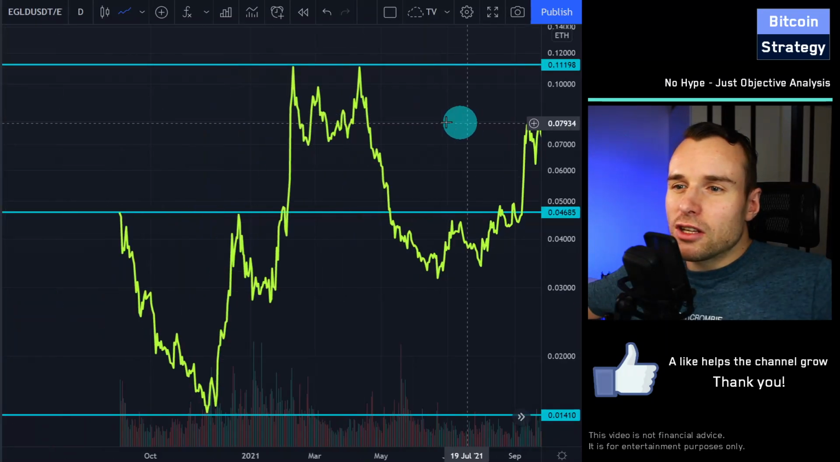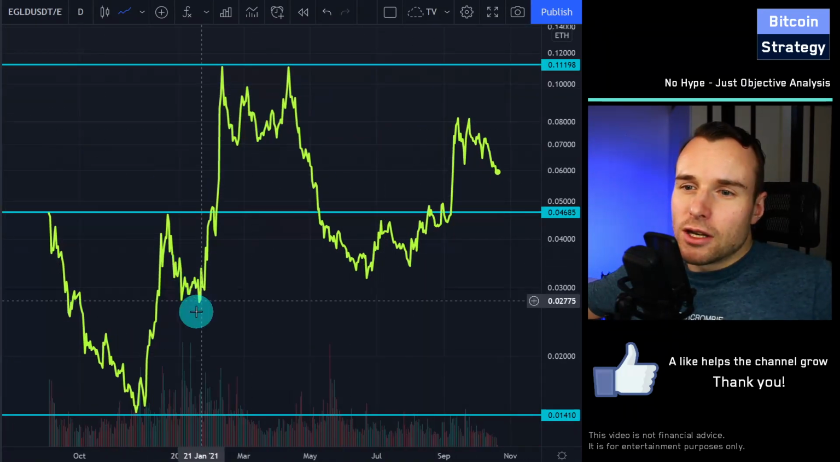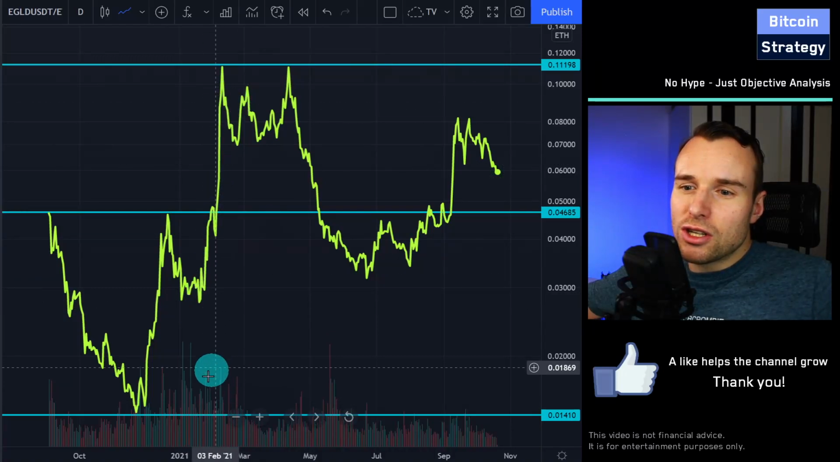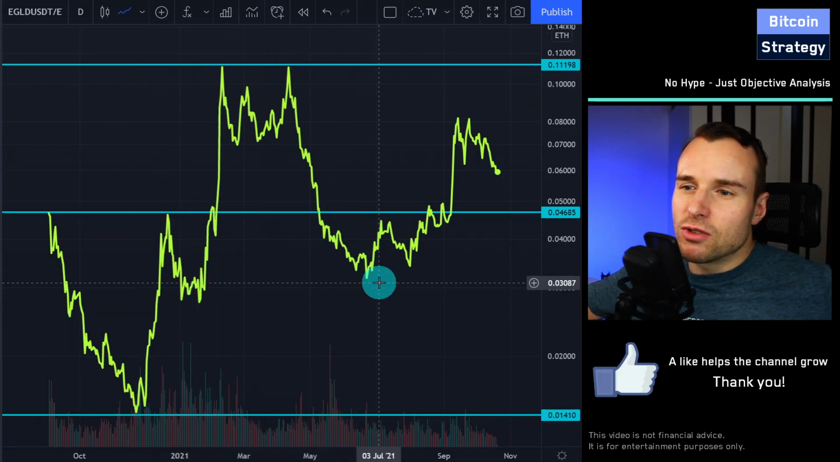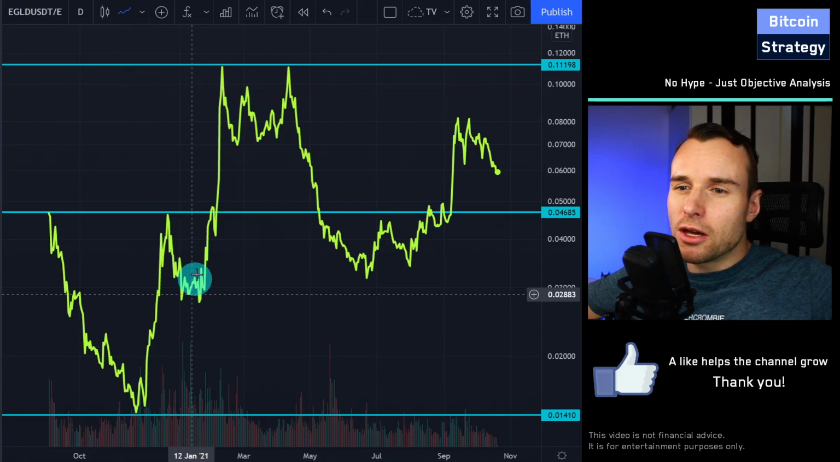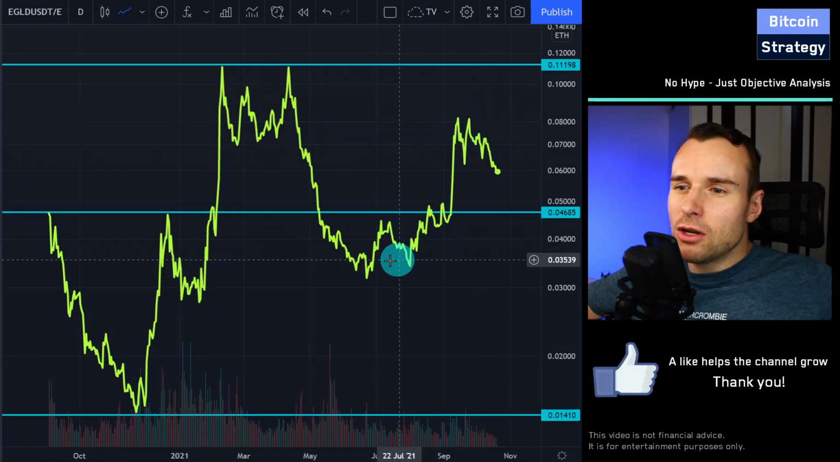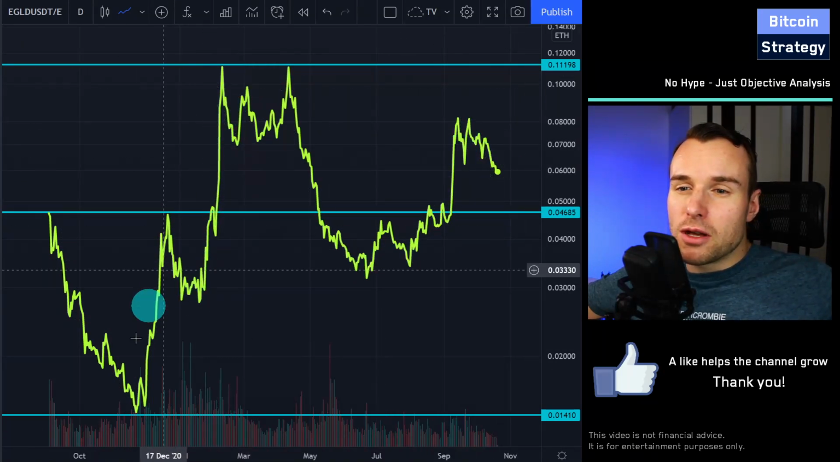Now that's not the case for Elrond. These price increases here did not happen when trading volume was particularly high. So the price drivers here are not just attention driven. Elrond really seems to do a thing of its own. It looks like it has very low correlation with Ethereum, for example.